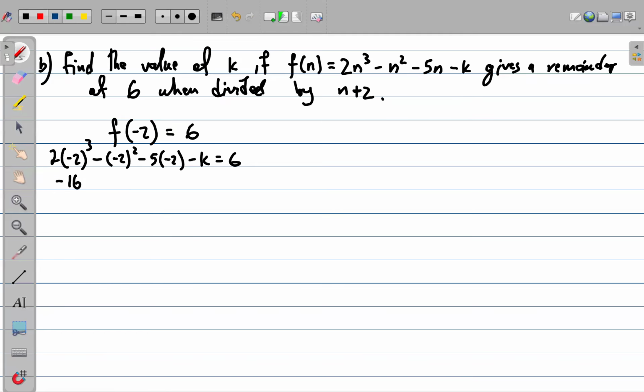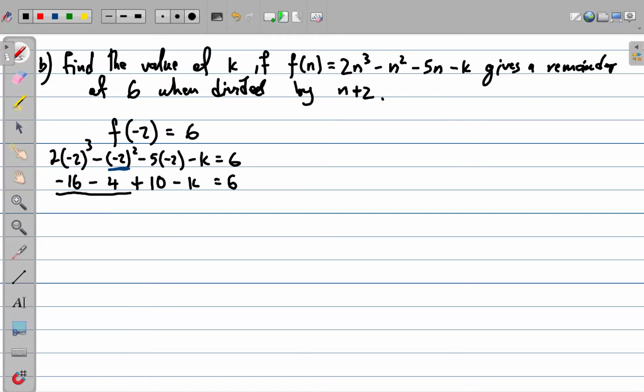Now, watch what happens here. So I'm doing mental math. Of course, you can do it with your calculator. So if I square a negative 2, it becomes a positive 4, but I still multiply that by a negative. So this actually stays a negative. And then obviously here a negative and a negative is a positive, so that's a positive 10. And this is minus k is equal to a 6.